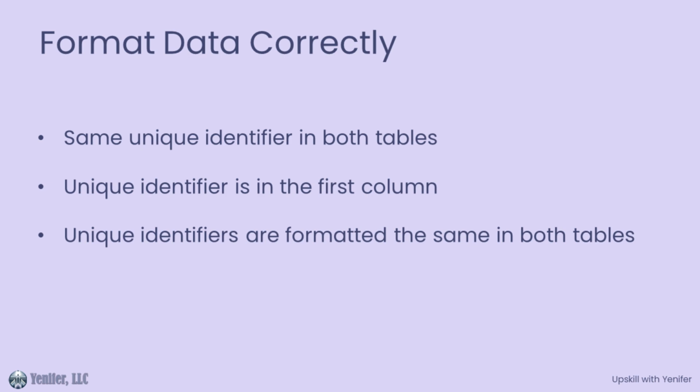In a relational database, this could be seen as the primary key. This unique identifier should be in the first column of both tables. You may need to cut and paste this identifier into the first column. The formatting of the unique identifier should be the same in both tables. For example, if your data is a number, make sure it's formatted as a number in both tables, versus one being a number and the other being a number stored as text. Sometimes when exporting data from two different systems, their formatting may not match and cause errors.